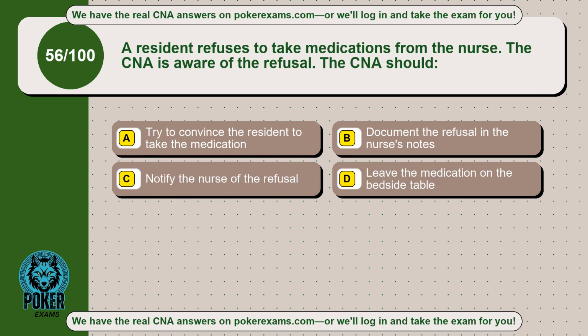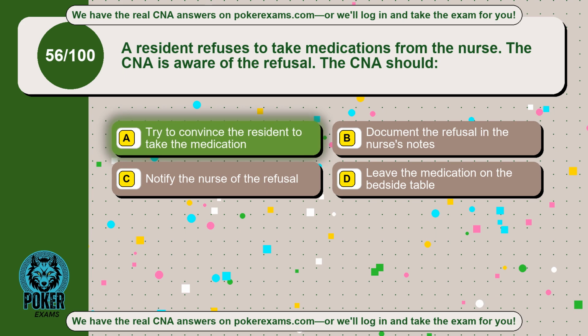Question 56. A resident refuses to take medications from the nurse. The CNA is aware of the refusal. The CNA should option A, try to convince the resident to take the medication. Option B, document the refusal in the nurse's notes. Option C, notify the nurse of the refusal. Option D, leave the medication on the bedside table. The correct answer is option A.